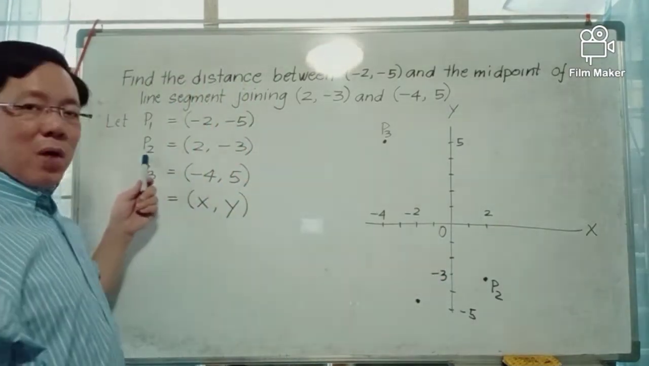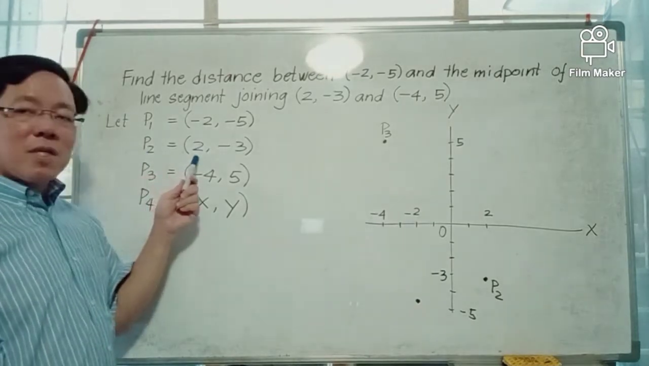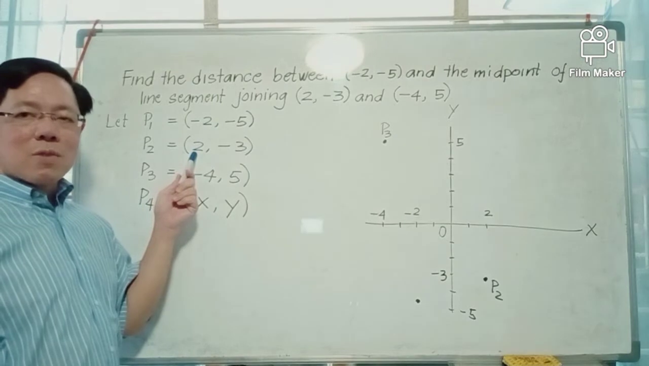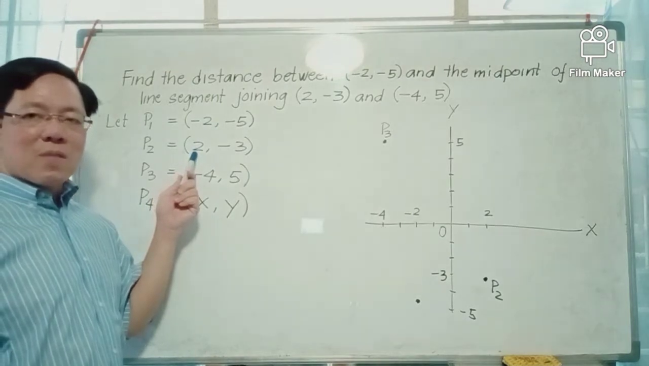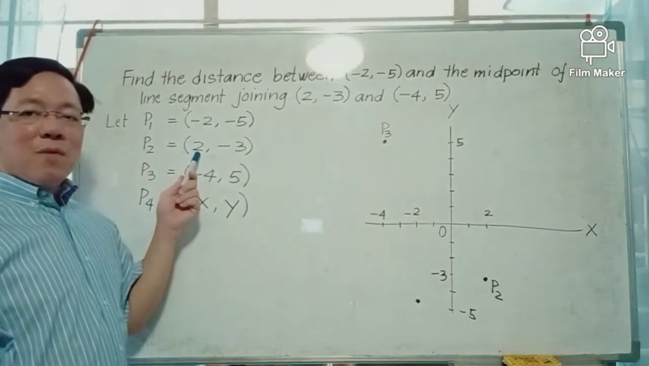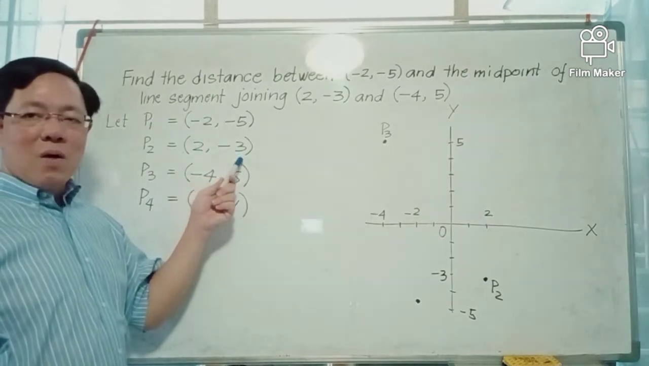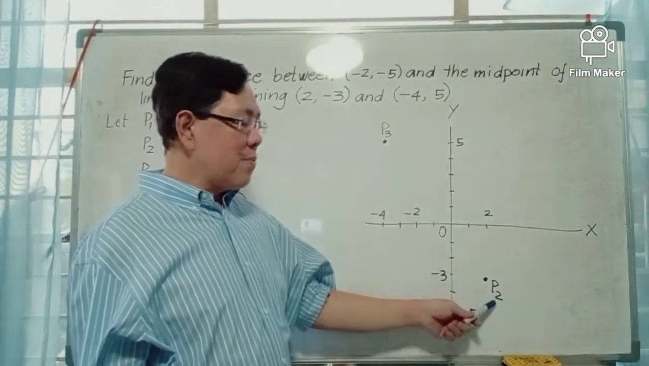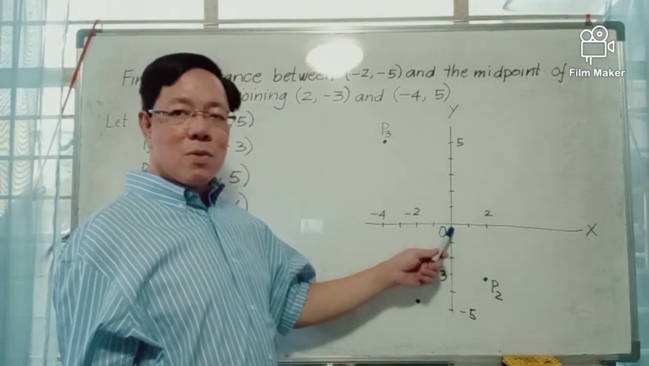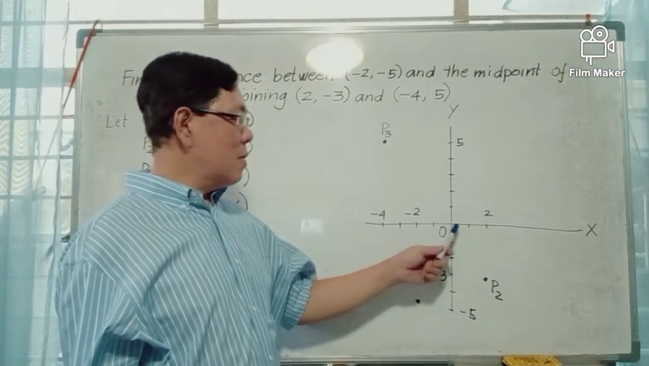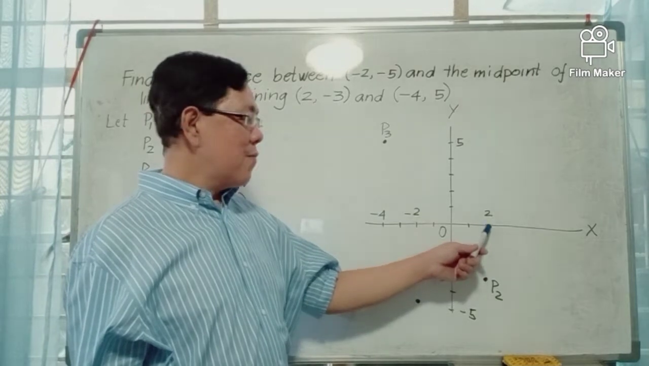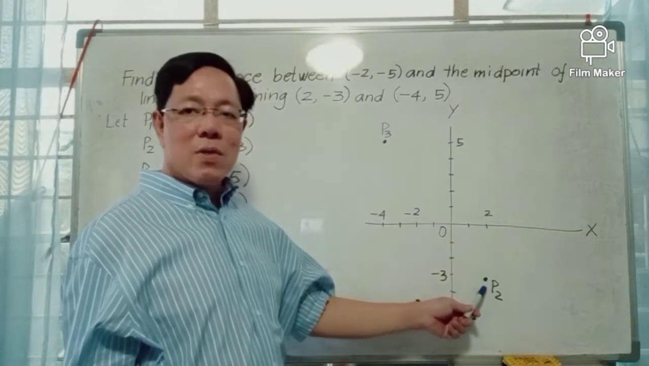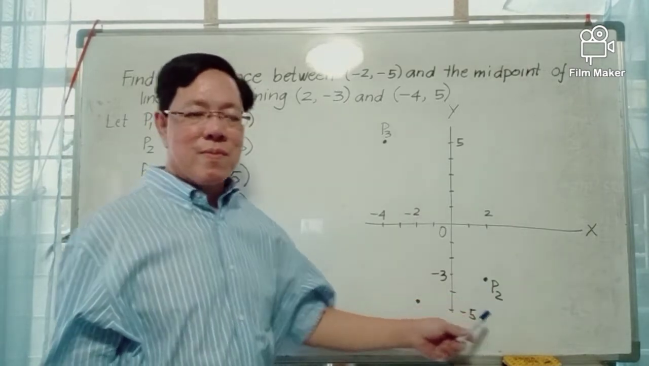We start with the point P2, coordinates (2, -3). That means you count 2 units to the right in the positive x-axis from the origin. And from there you count 3 units downward. So this is the point P2. The abscissa is 2 units from the origin, 1, 2. And from this point, you count 3 units downward, 1, 2, 3. And you get the point P2.